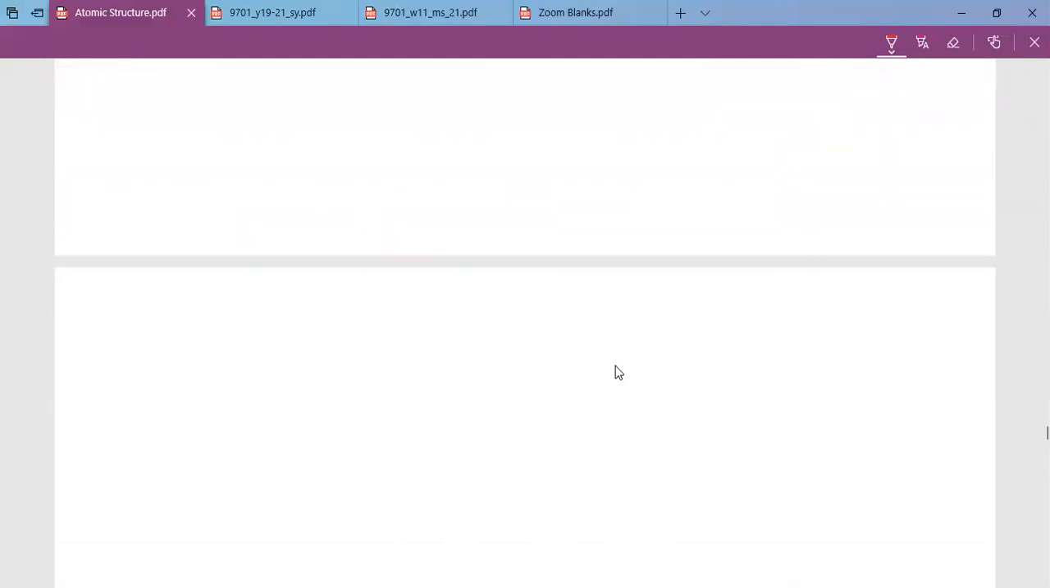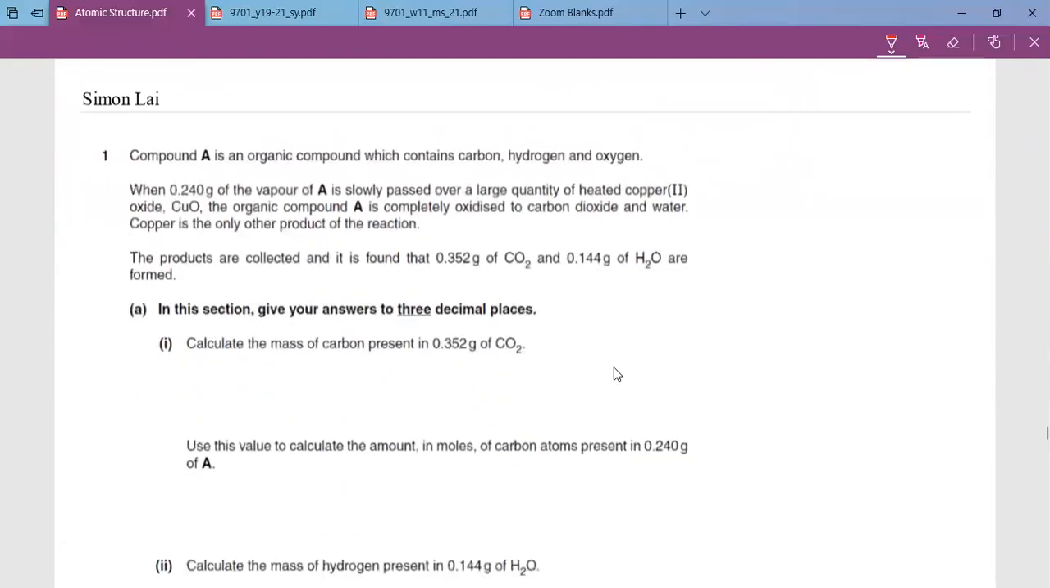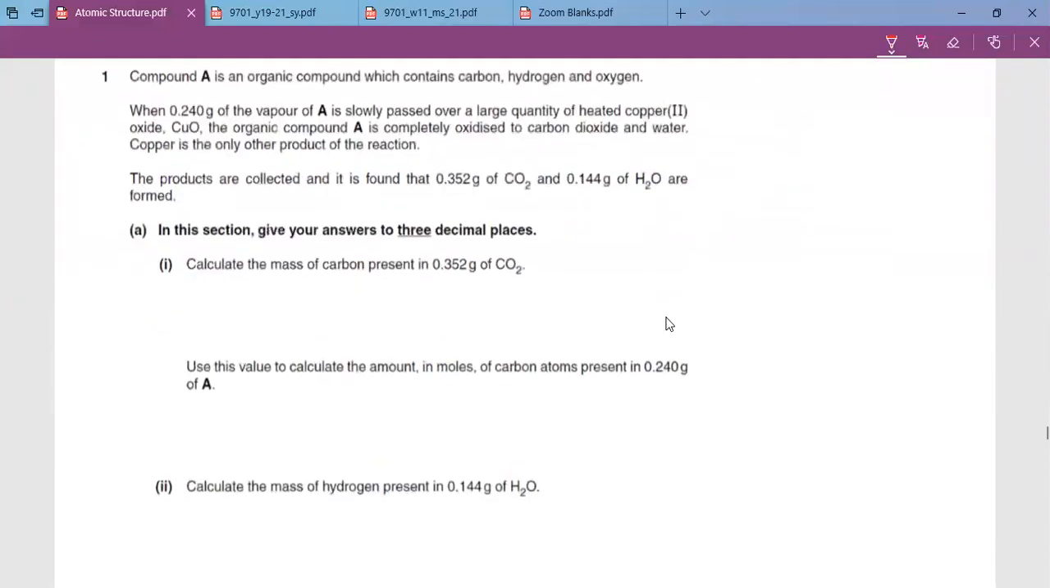302, which is here. Okay. All right. Now, step by step. Compound A is an organic compound which contains carbon, hydrogen, oxygen. See, grams given. That's why I choose this one here. When 0.24 grams of a vapor A is passed through a large amount of heated copper oxide, the organic compound A is completely oxidized to carbon dioxide and water, and copper is the only product left.